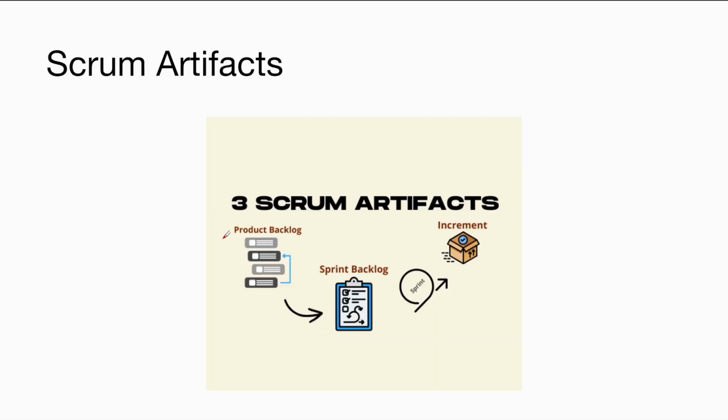So these are the different Scrum artifacts we have discussed. This is the product backlog, which is the list of features that need to be developed in the product. And the sprint backlog means the list of features that you will develop during a particular sprint. And after each sprint, all the features that you have developed and that are ready for use will be an increment.